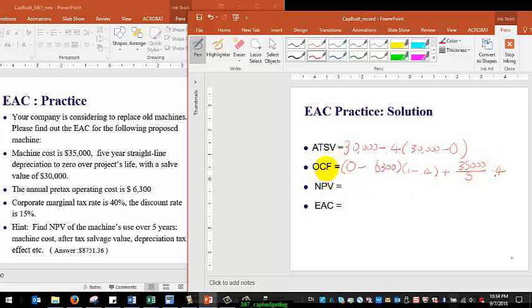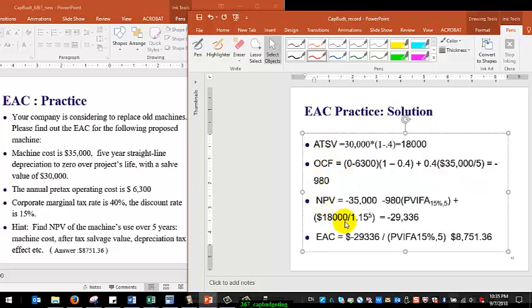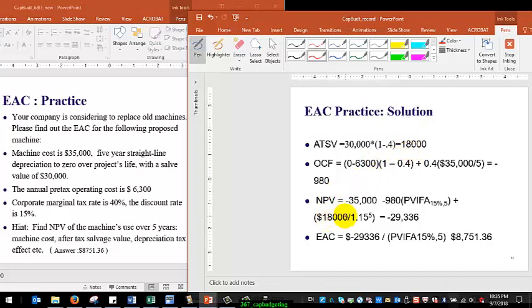So once we have the operating cash flow and the ATSV and machine cost, we can figure out the net present value. In the end, the ATSV is 18,000. We discount by the 5-year discount factor. So this gives us a net present value of negative 29,336. And using the 5-year term annuity factor, we get an EAC of negative 8,751.